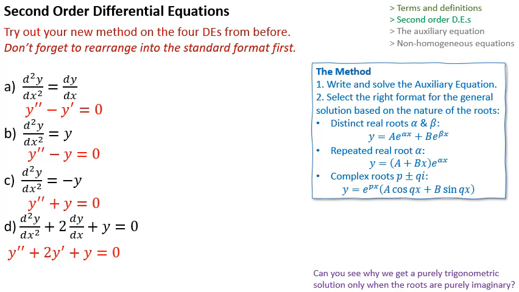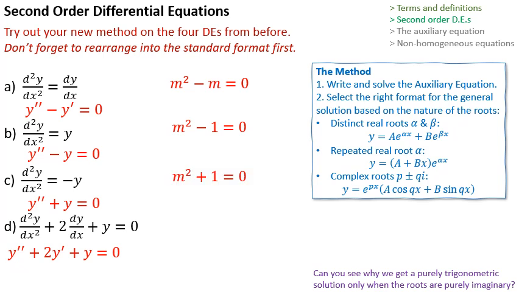Next, we need the auxiliary equation. So instead of the second derivative, we'll have m squared, and instead of the first derivative, we have m. m squared minus m equals 0. We can do a similar thing for the next one, but instead of y, we have 1. Easy to make a mistake with this one. Think of it as the 0th derivative of y, so we need m to the power 0.